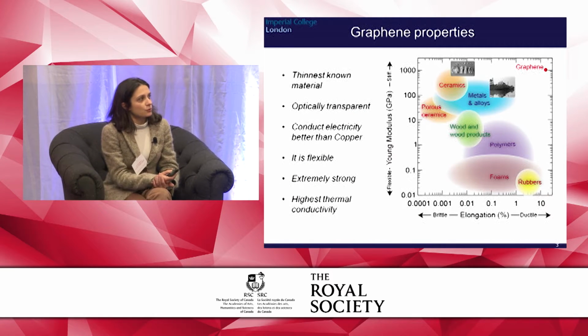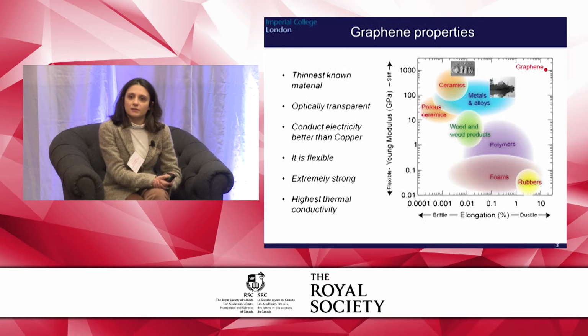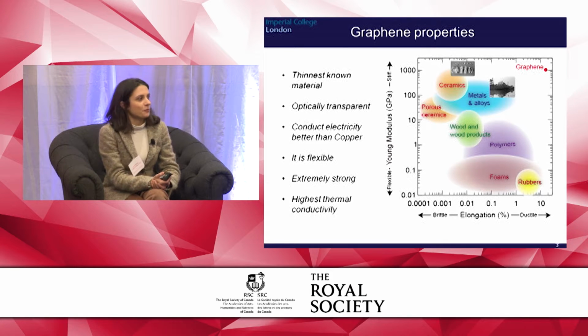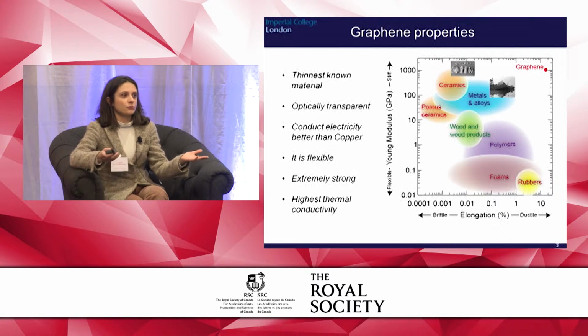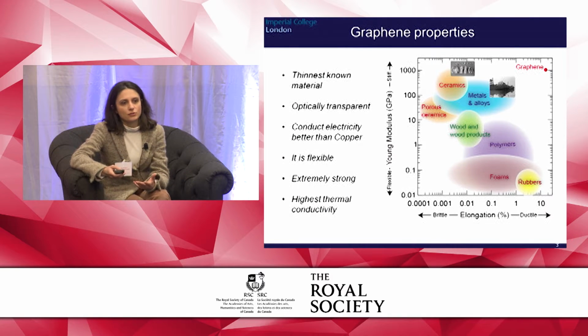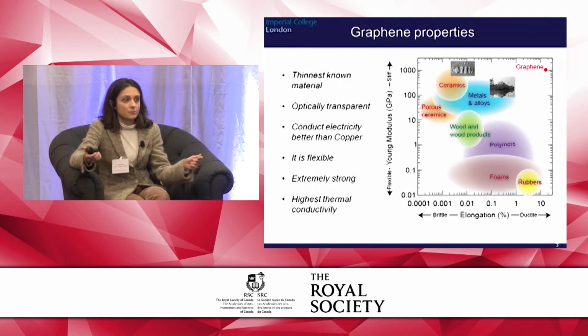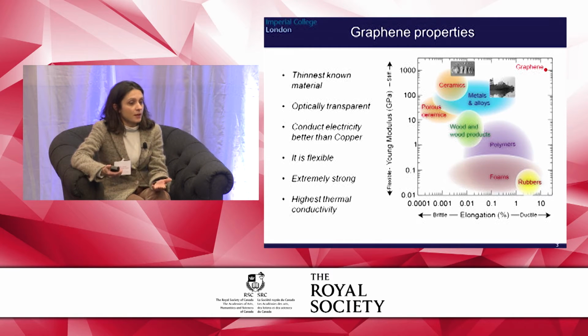Well, I will not go through in detail all the properties of graphene that many of you are perhaps already aware of. But I would just like to recall, for people who are new to graphene, why we are so interested in graphene. It's a thin and light material. It is extremely strong mechanically, extremely flexible, so we can stretch it very well. It's optically transparent and can conduct electricity very efficiently, better than copper, and also can conduct heat very efficiently.